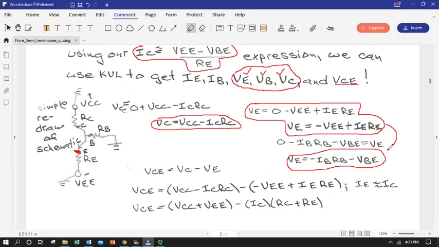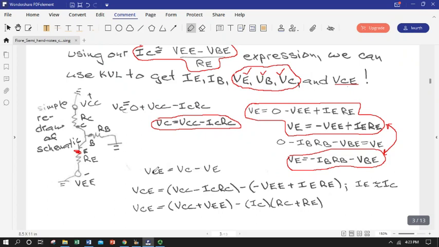So because V sub E, emitter voltage, is emitter voltage versus ground, however you calculate it, we can now relate our emitter current to our base current. And because our emitter, base, and collector currents are pretty much equal, approximately equal, we can relate collector current to base with another expression.